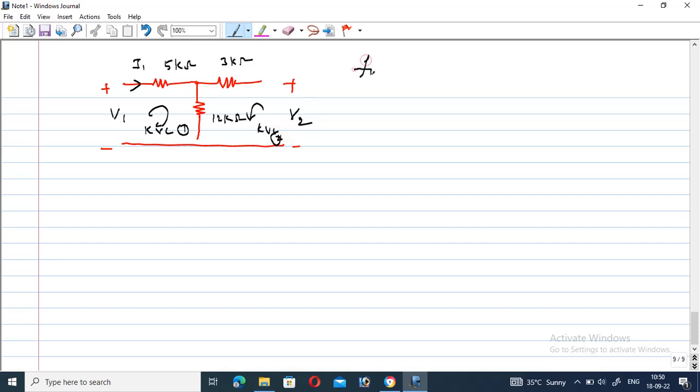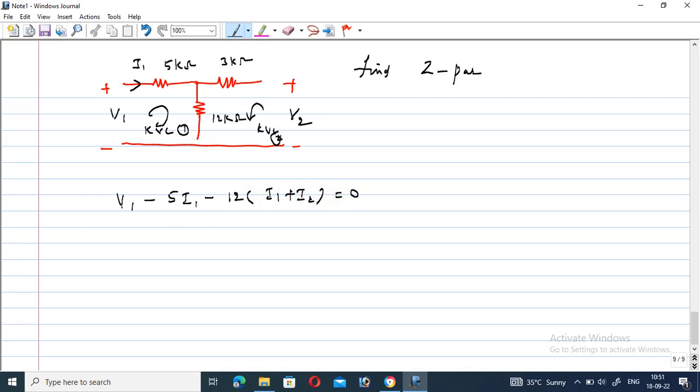Okay, now we have to find the Z parameters. Question is find Z parameters. From this first equation, if we apply KVL, V1 minus 5 into I1. These are all 5 kilo ohm, so I will represent them all in the same letters, no need to write 5k, so you can directly represent. So I can apply it like this: V1 minus 5 I1 minus 12 into (I1 plus I2) is equal to 0.